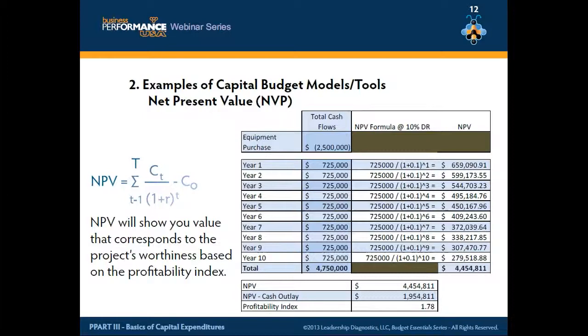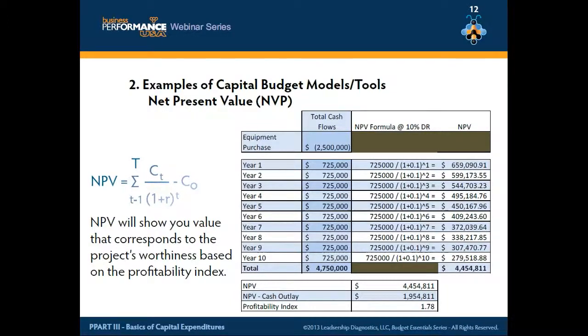So let's take that same example that we had based on the $2.5 million purchase of the equipment and the cash flows of $725,000 per year. And it's basically the mathematical formula of taking the cash flow divided by 1 plus the discount rate, and you raise it to the year, okay? And when you do that, we've done this on the chart here, and you can see how each year that same $725,000 is devalued, right? Or it's less than what the previous year would be, okay?